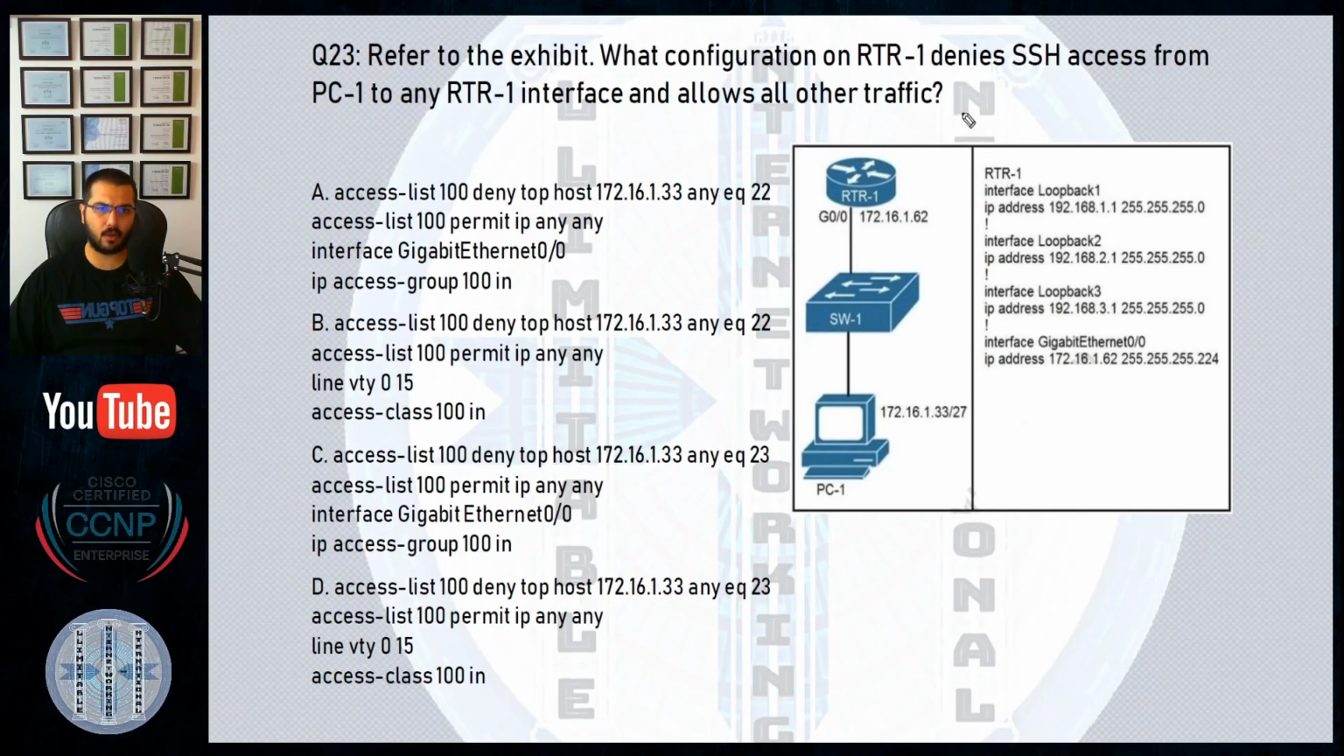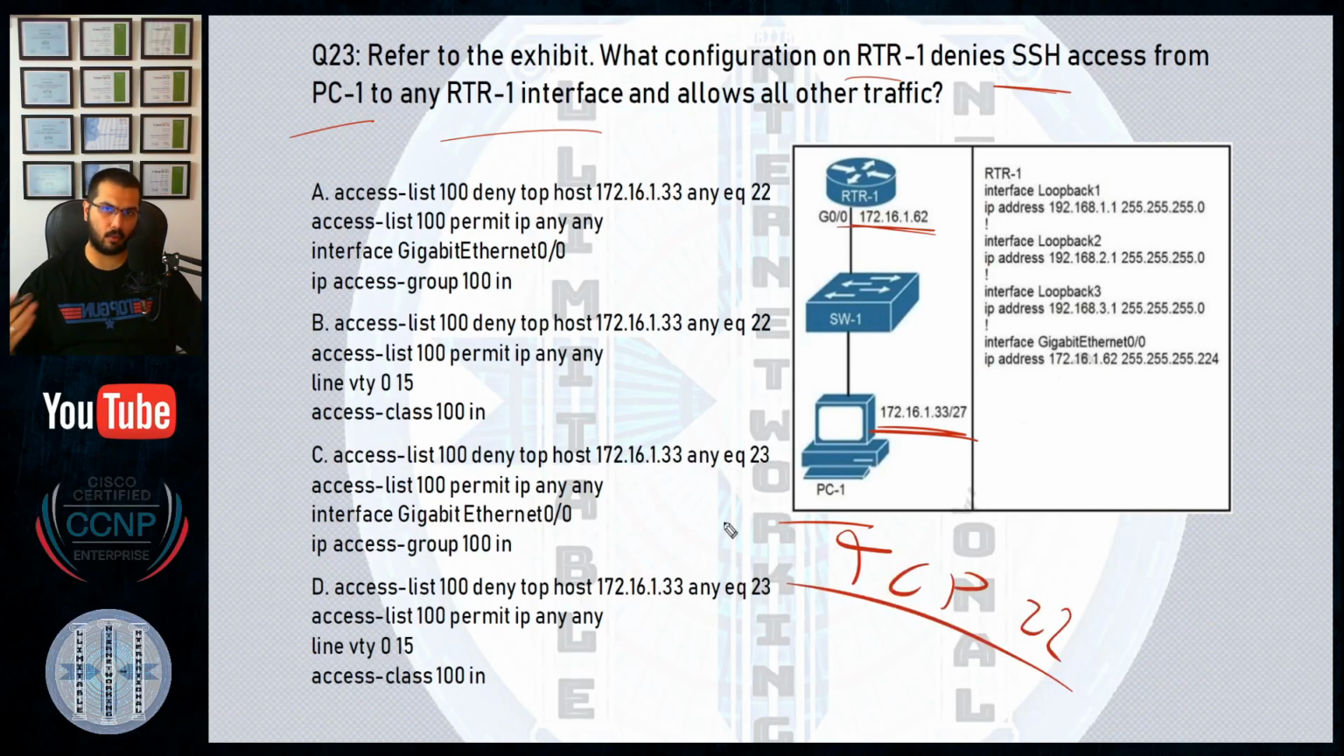23. What config on router 1 denies SSH from PC1 to any interface on R1? So this is PC1, the source that should be denied, this is the destination that should be denied, and the protocol that should be denied is SSH, also known as TCP/22. Just in case you have watched chapter 5, then standard and extended access lists have been verified and labbed there, and you will know what I mean.